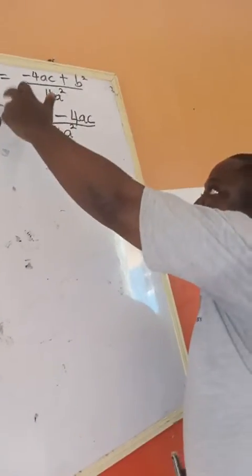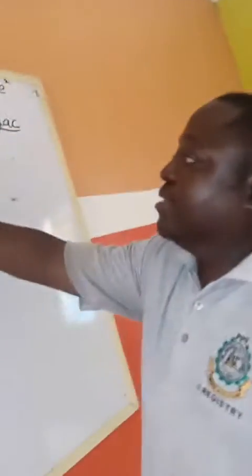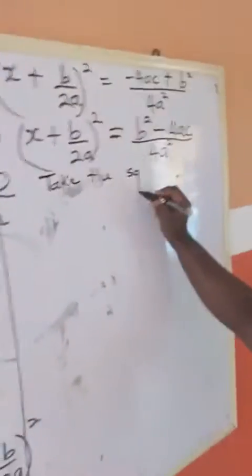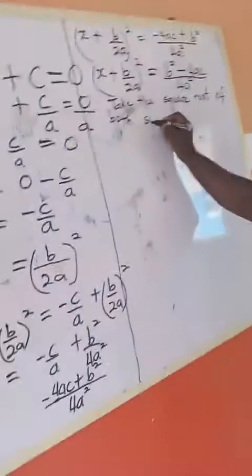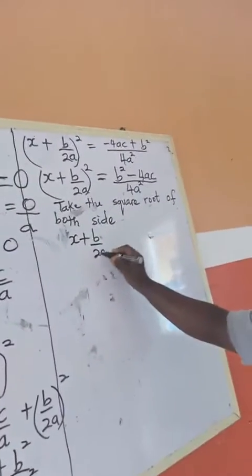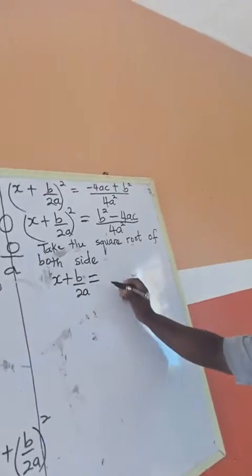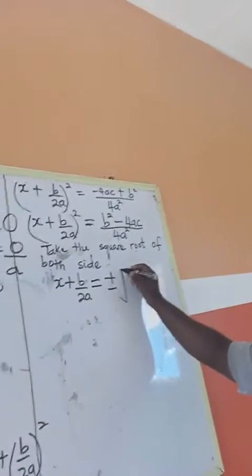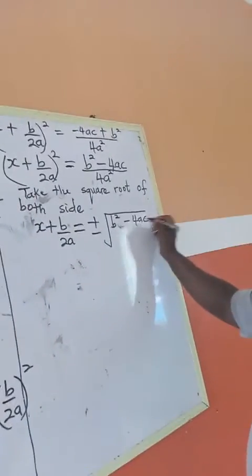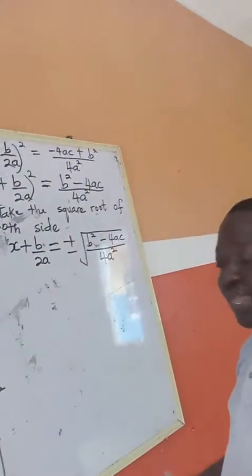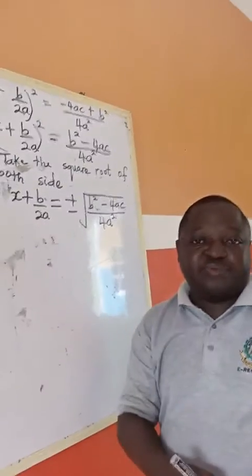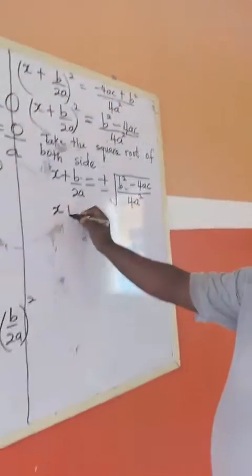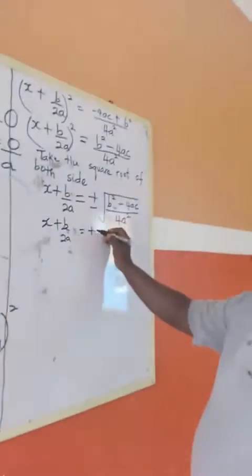Then the next step is to remove this square. How do we remove this square? Take the square root of both sides. Now if we do that, the square here will be removed, then we will be left with x plus b all over 2a is equal to plus or minus root b squared minus 4ac all over 4a squared. As explained earlier, plus or minus here indicates that the square root of a number can either be positive or negative. So let's proceed. So x plus b over 2a is equal to plus or minus.